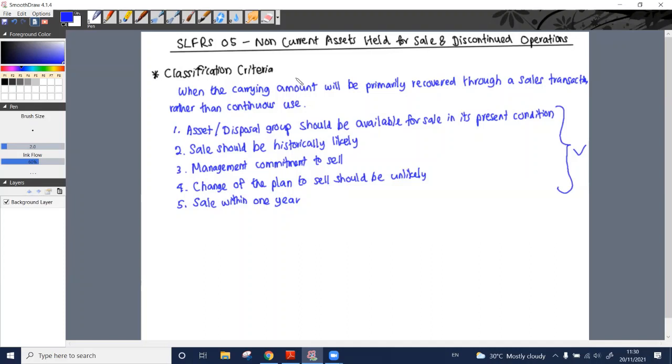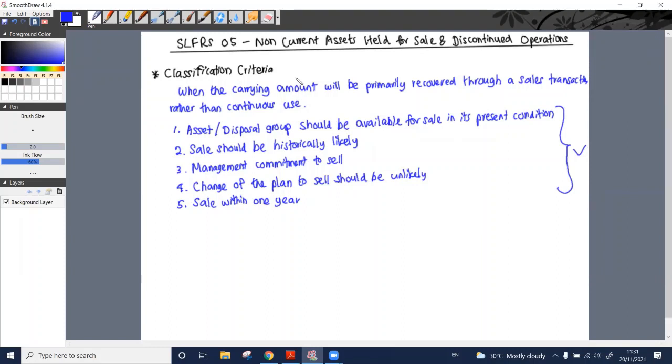Then third one, management commitment to sell. Management should take certain actions in order to sell this asset. It is not enough for management to just sit and watch. There should be a commitment from the management side, and there should be evidence to prove that. Fourth one, change of the plan should be unlikely. There should be a clear intention to sell, either to sell or not to sell. Otherwise the fourth condition is not met, right?